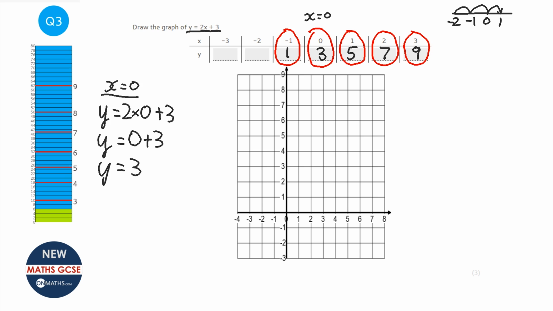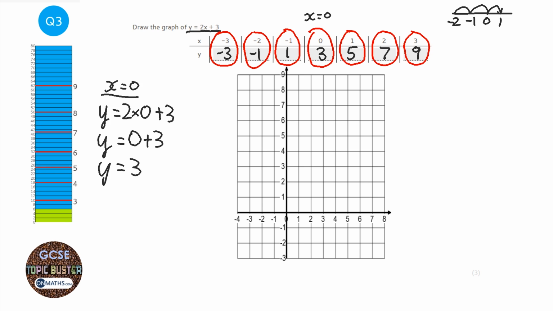So let's try the next one. 2 times negative 2 is minus 4 plus 3 is minus 1. Minus 3 times 2 is minus 6 plus 3 is minus 3. So those are my final 2 coordinates.